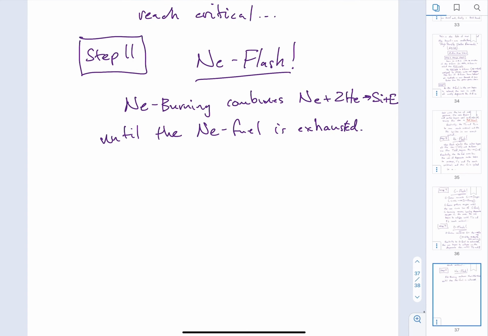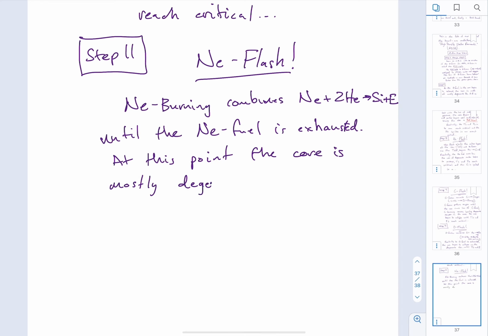So I'm going to note a little differently now. At this point, the core is mostly degenerate carbon, or I'm sorry, degenerate silicon, and the collapse occurs.